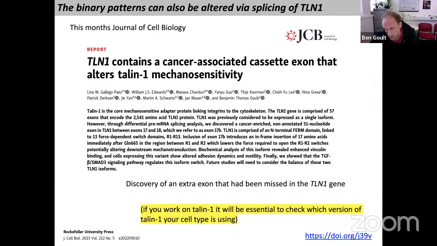And for everyone who's working on talin-1, and I assume there's lots of us, I think it's essential to check which version of talin-1 your cell type is using, because they behave completely differently and respond to drugs completely differently depending on which version of talin they are using. And if you work on pancreatic or skin cells, then talin is exclusively the long form with this new exon in it. So that's just an FYI, I suppose.